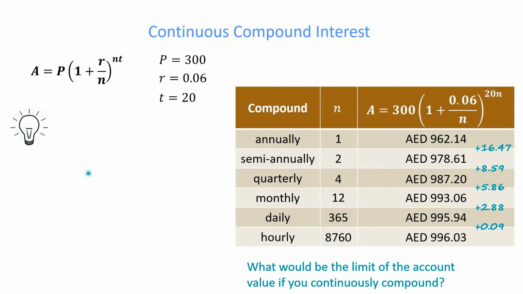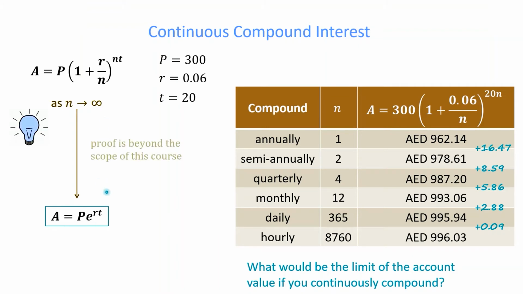And luckily for us, there is. Now, if we continuously compound, essentially we are saying n tends towards infinity. So as n tends towards infinity, we can replace this formula with this formula here. And this is the formula for continuous compound interest. Now, the proof of this formula is beyond the scope of this course. However, we do need to just understand that to answer this question, what is the limit if we compound continuously, we use this formula instead.